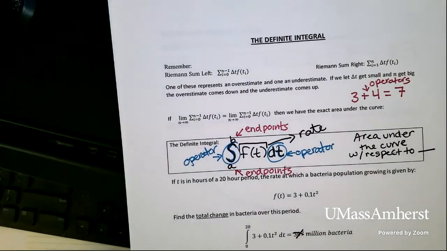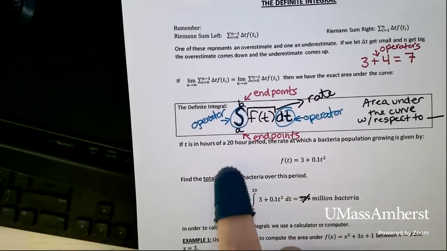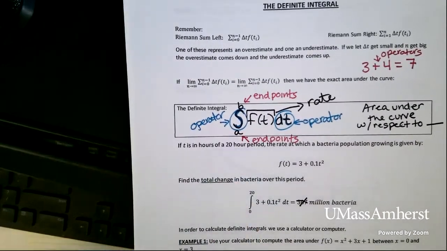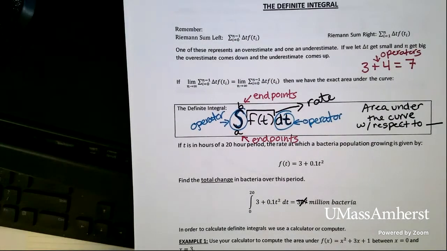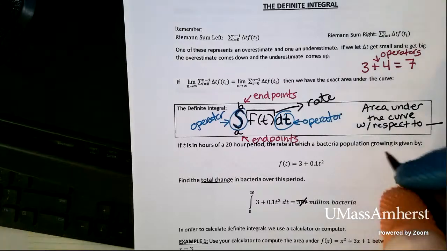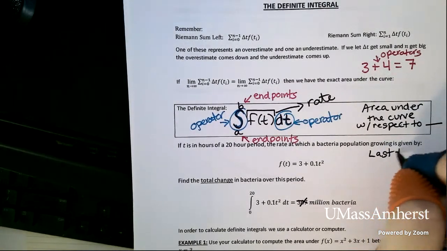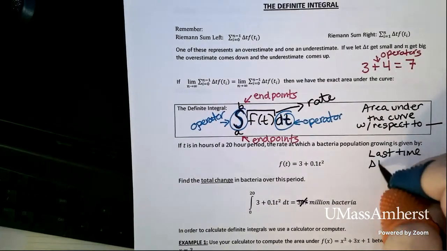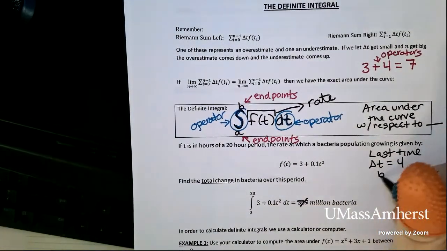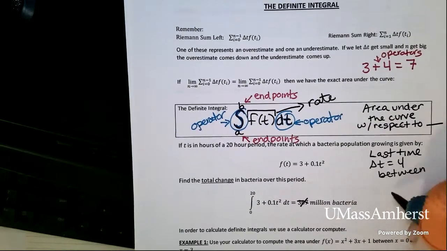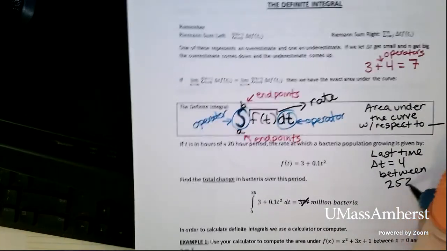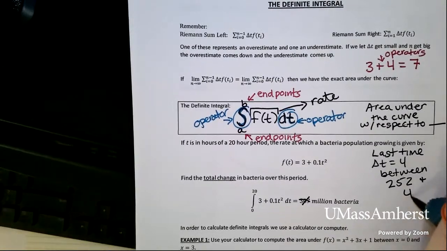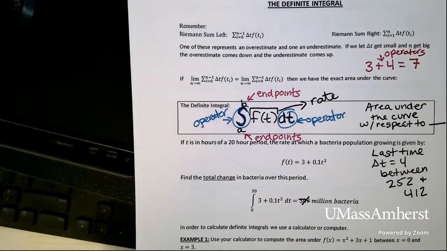points. Okay, so we did this particular problem last time as an approximation. If t is in hours of a 20-hour period, the rate at which the bacteria population is growing is given by f of t equals 3 plus 0.1 t squared. So last time when we did this, we did an approximation with delta t equals 4, and we found the area had to be between 252 and 412 bacteria. That was our upper and lower bound.